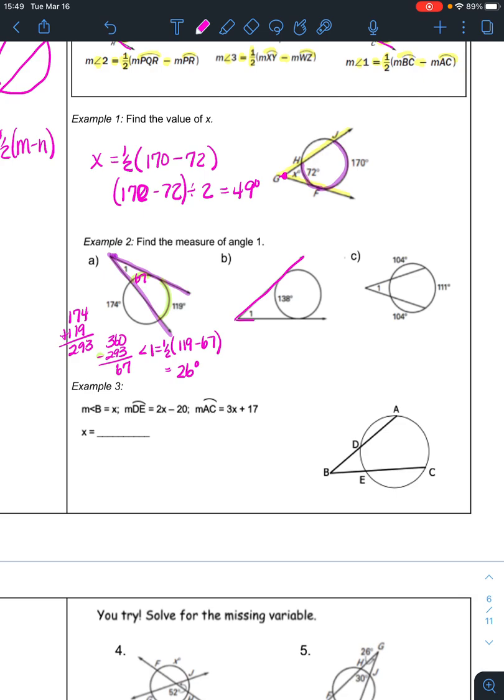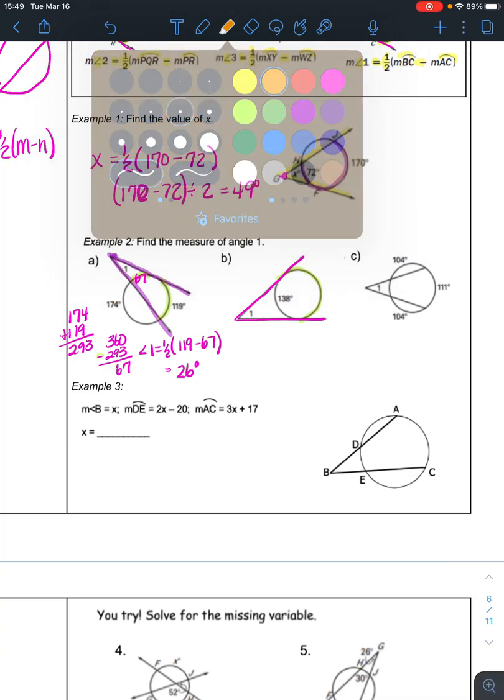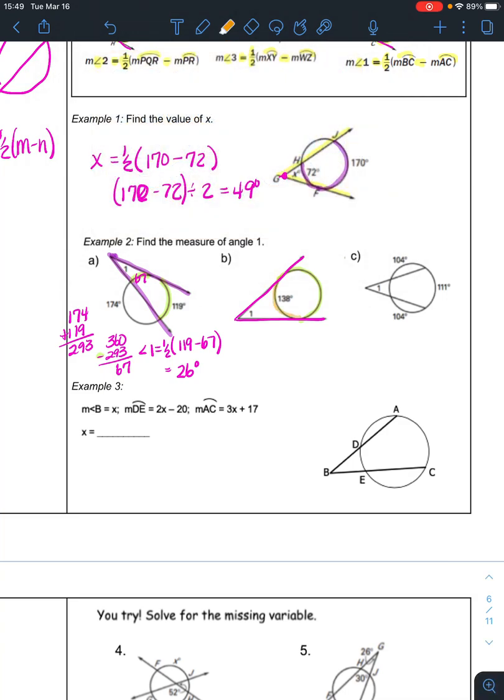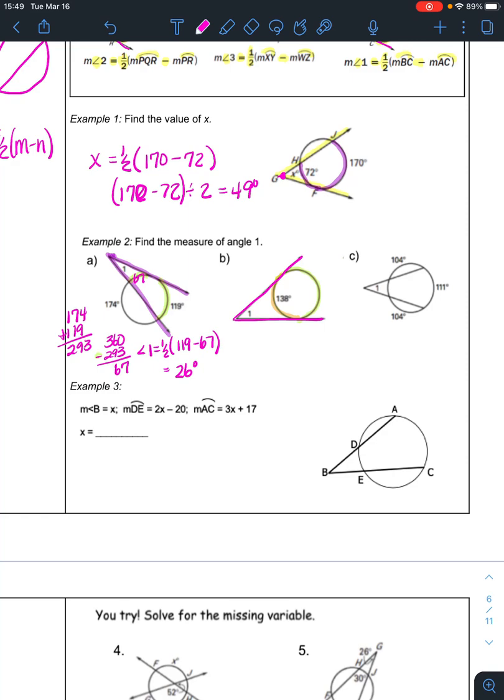The same thing happens here. We have our angle for angle 1. We need to see which arcs we have. You need to learn to isolate those to make it easier for you to see which piece. I think that color works really well. So I need that green piece.